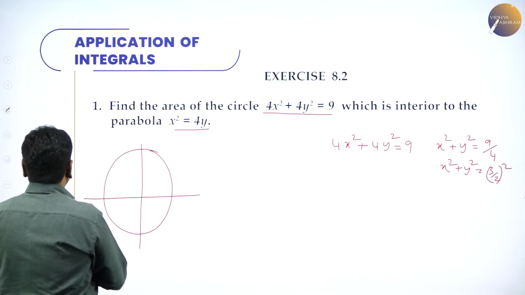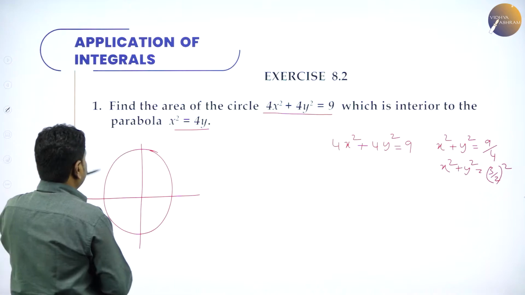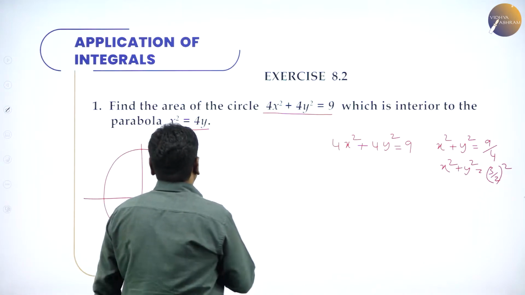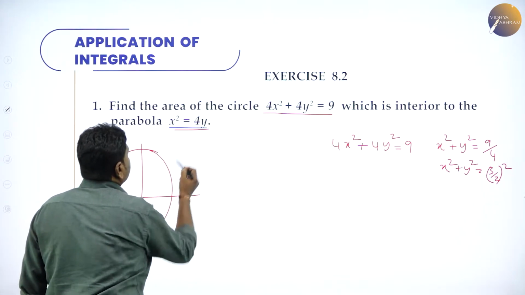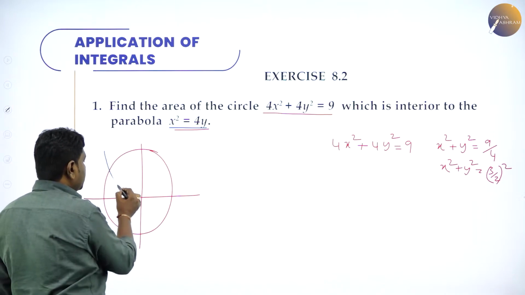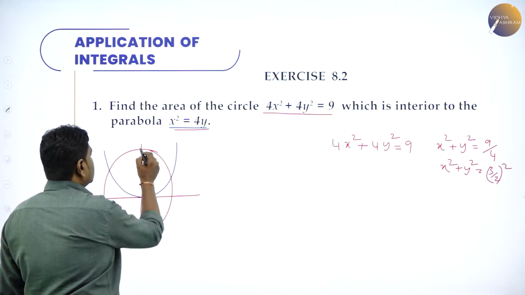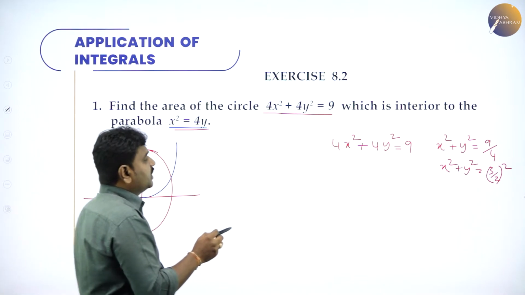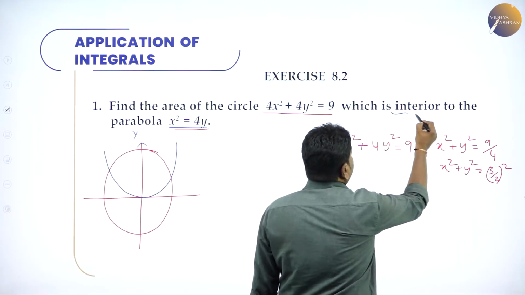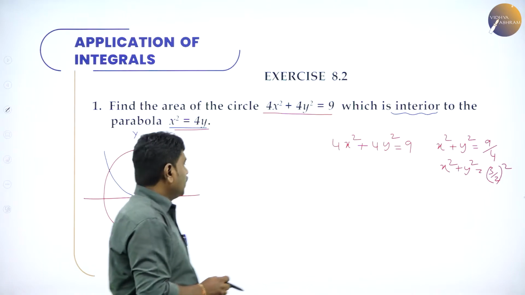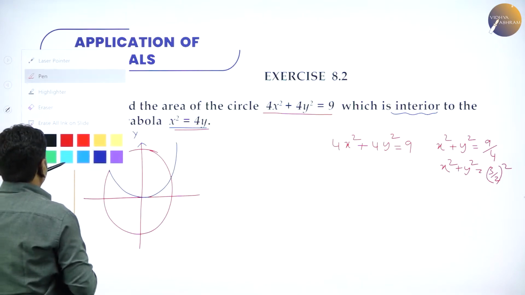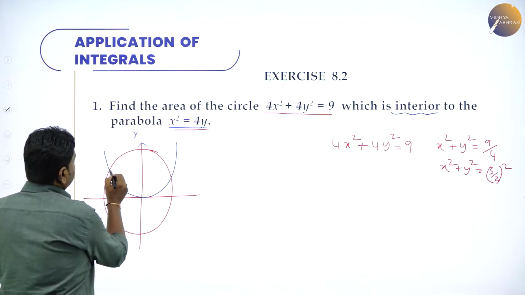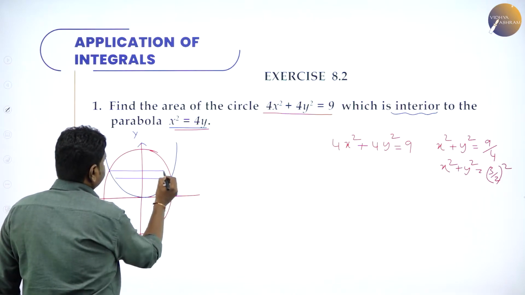This is a circle. And the parabola, a draft diagram we need. Parabola x square is equal to 4y. X square parabola means what? Symmetric about y axis. So symmetric about what axis? Y axis. Now they want you to find the area interior to the parabola. Please read this carefully. They want the area interior to the parabola. So means this is the region they want you to find.